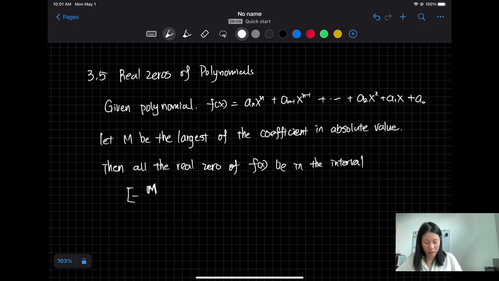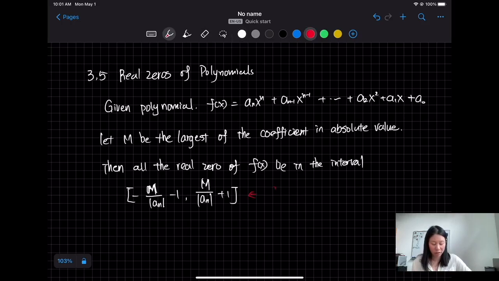negative M over the absolute value of a_n, minus 1, and M divided by the absolute value of the highest degree coefficient, the leading coefficient, plus 1. So this is called the Cauchy bound. It helps you determine where the zeros are. Zeros mean the roots or horizontal intercepts. That means when y equals 0, what do you have?